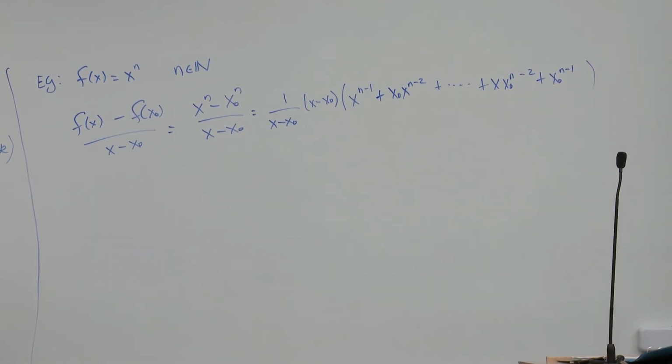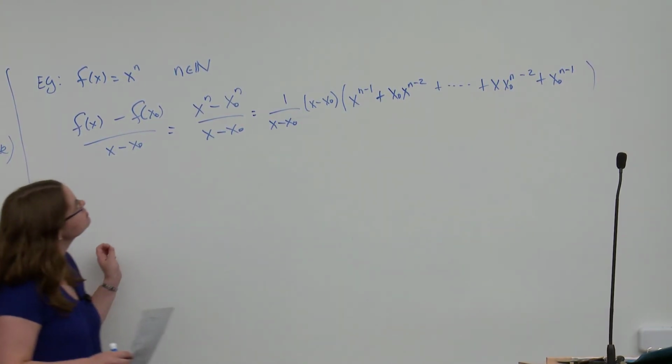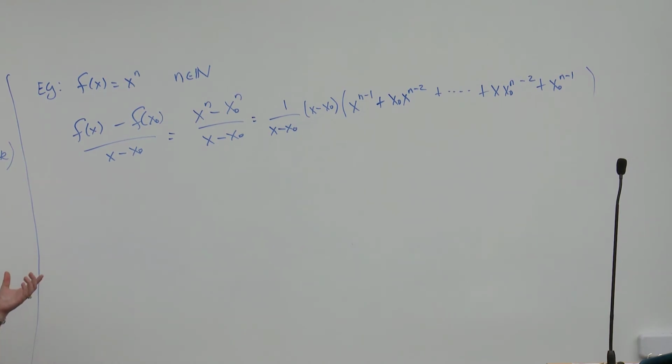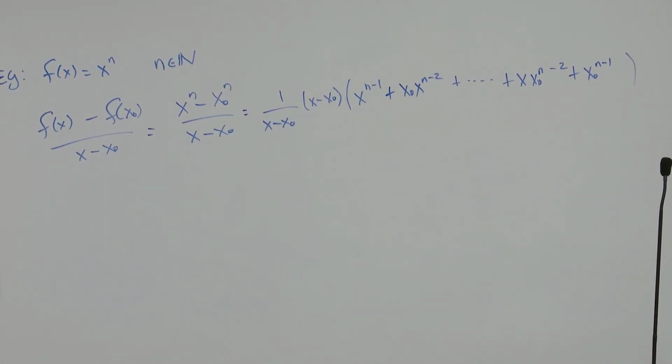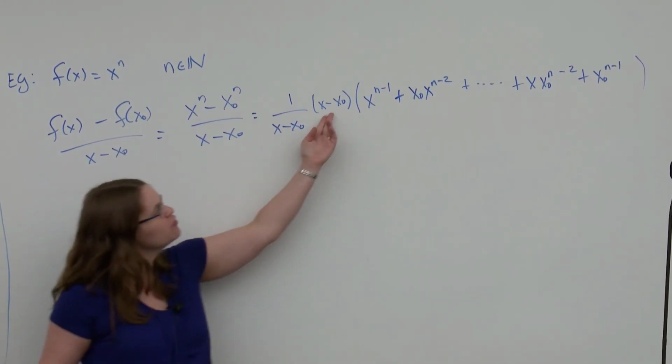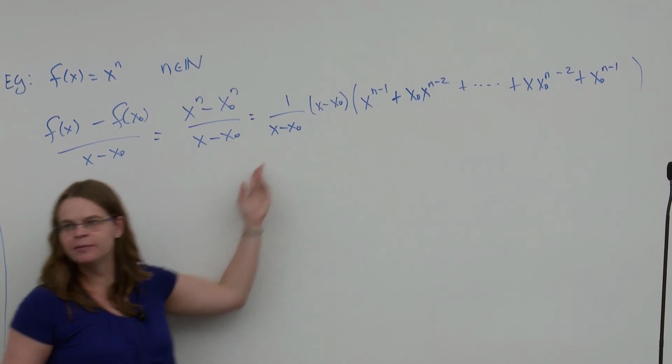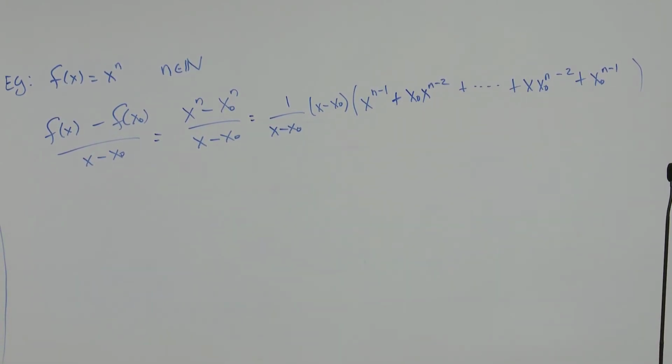So this is not a simpler expression. It's a factored expression for what I started with. It's a longer expression, but it has one useful property in that we've factored out this x minus x naught. So as long as x is not equal to x naught, if we're just close, that's going to make life easier. So if I now try to compute f prime of x naught, that's the limit of this whole thing.